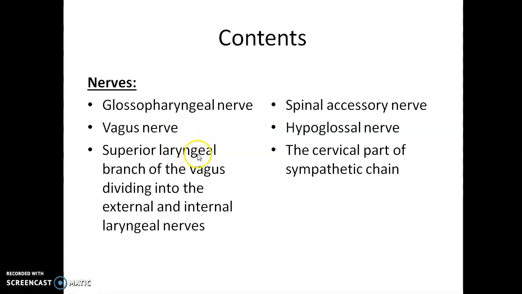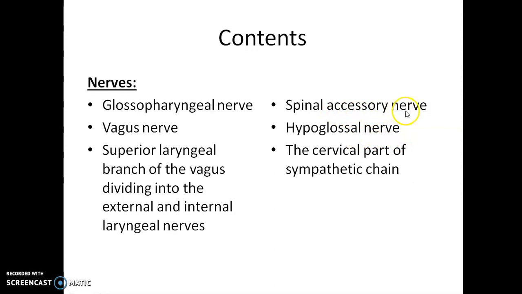The superior laryngeal nerve splits up into external and internal laryngeal nerve, which controls the larynx or the voice box. The spinal accessory nerve, which controls the sternocleidomastoid and trapezius muscle, will also be present in this triangle. The hypoglossal nerve, which supplies the muscles of the tongue, is the 12th cranial nerve.